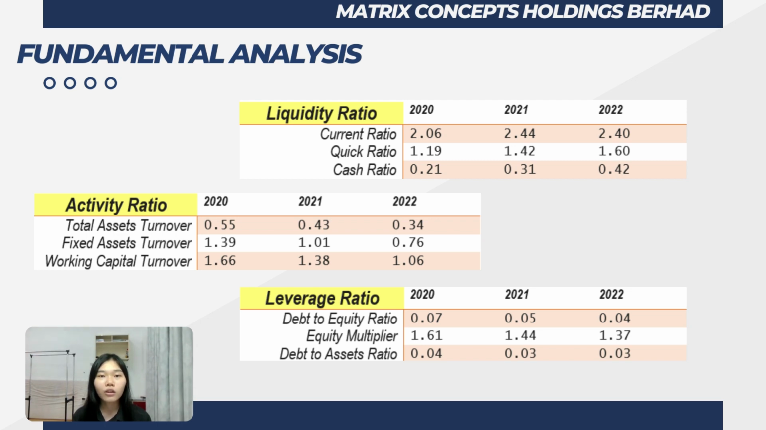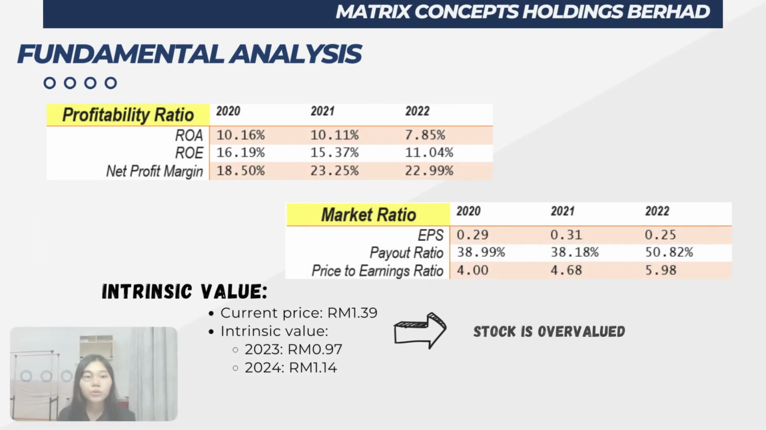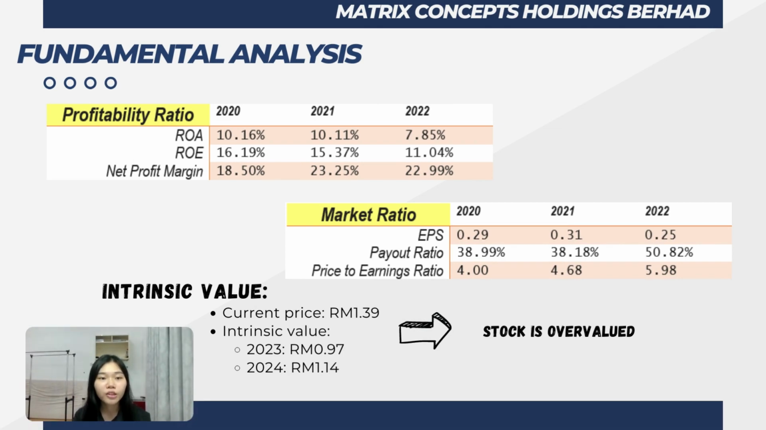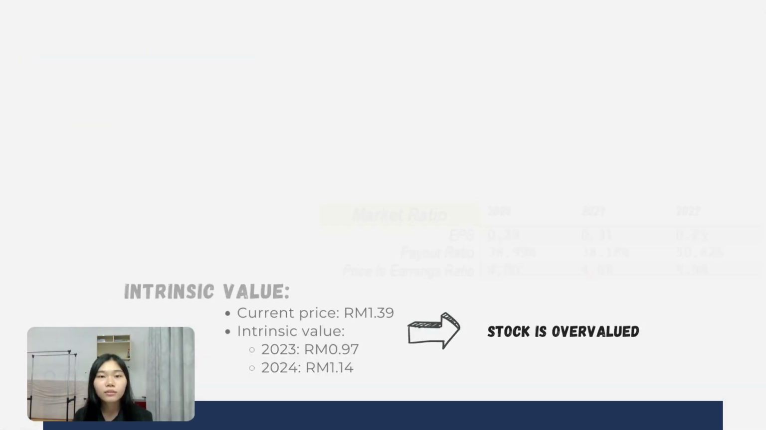Matrix is recorded as a low leverage firm according to leverage ratios. Matrix also showed favorable profitability ratios. For analysis on market ratio, Matrix has a healthy payout ratio. Then we have EPS and PE ratio for investors to evaluate whether the company is overpriced or underpriced. By calculating intrinsic value, we found that the stock is now overvalued. Therefore, the recommendation might be not to buy, or not to sell if the stock is held.